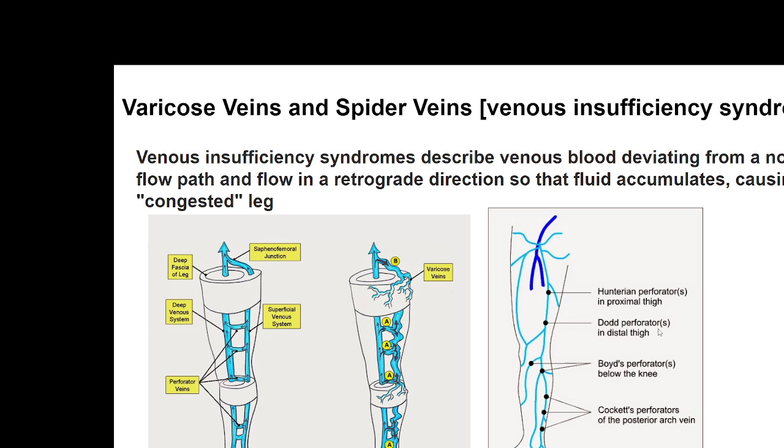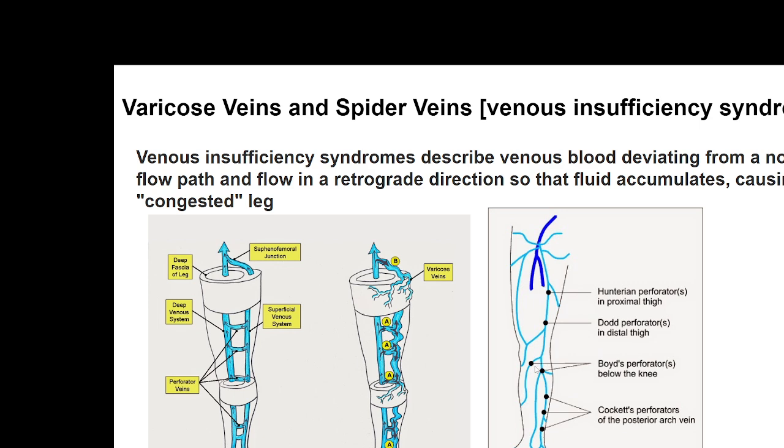The other perforating veins are named the Hunterian on the proximal thigh, and the Dodd perforating vein on the distal part of the thigh. Then below the knee they are the Boyd's and Crockett's perforators. Of course, the number of these perforating veins may vary, though 4 to 6 would be there. These perforating veins keep the direction of the blood flow from the superficial venous system to the deeper venous system.